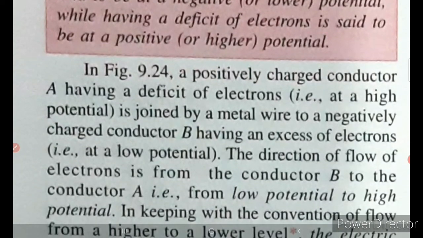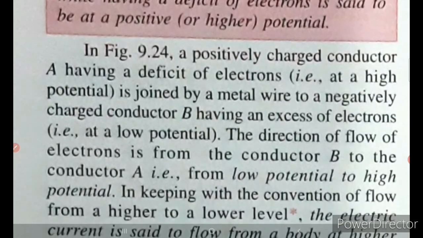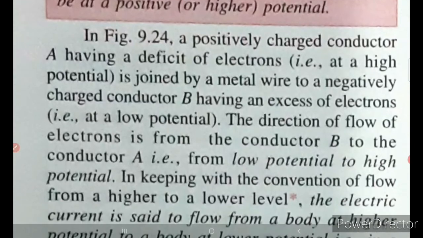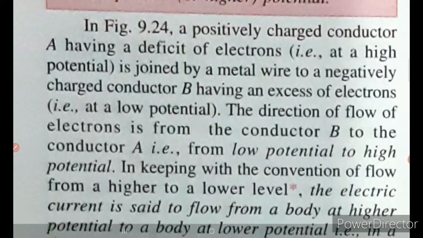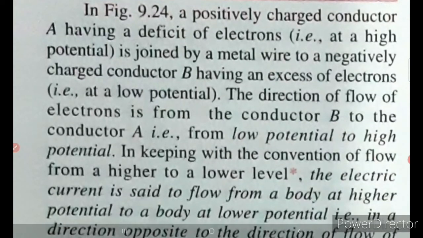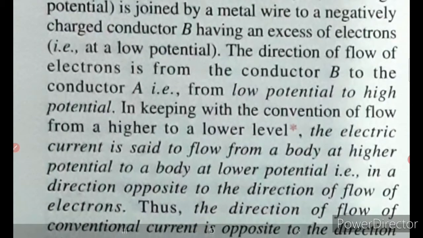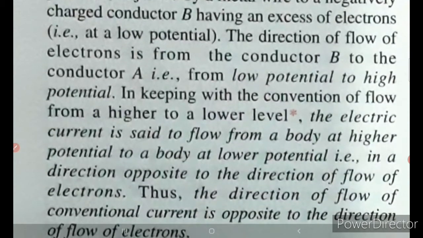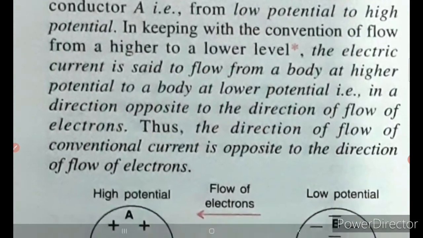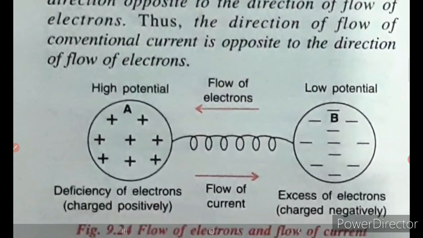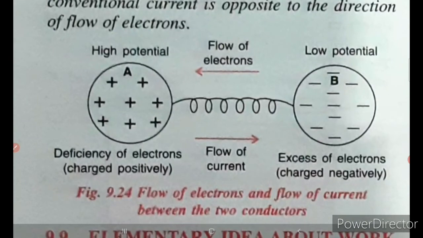But if you remember, the direction of the current was taken opposite to the flow of electrons. So in keeping with the conventional flow from a higher to the lower level, the electric current is said to flow from a body at a higher potential to a lower potential. That is another reason why the direction of the current is taken from positive to negative. Thus the direction of the flow of conventional current is opposite to the direction of the flow of electrons, which we had studied in our previous videos also. So this is the figure given to us.